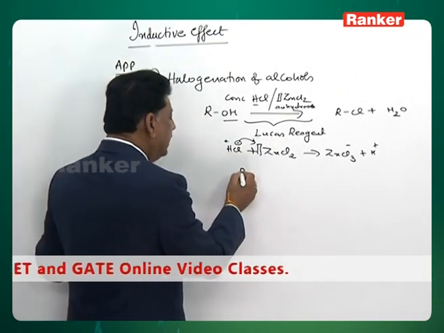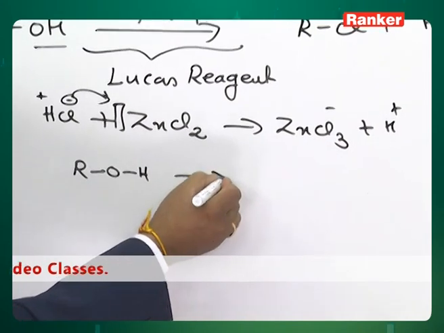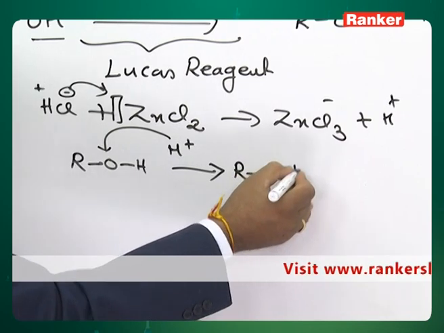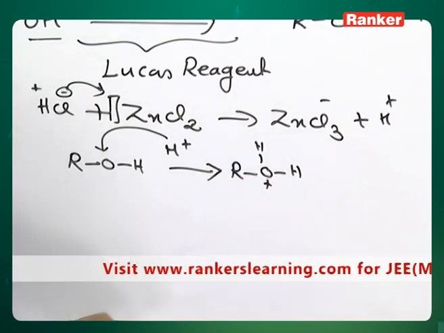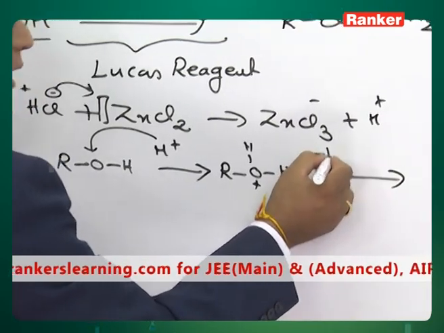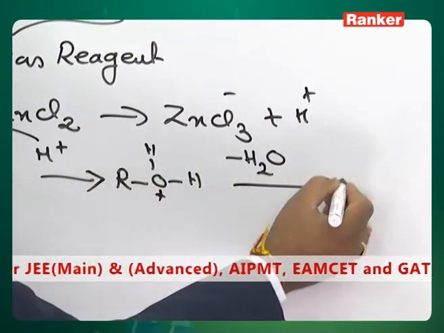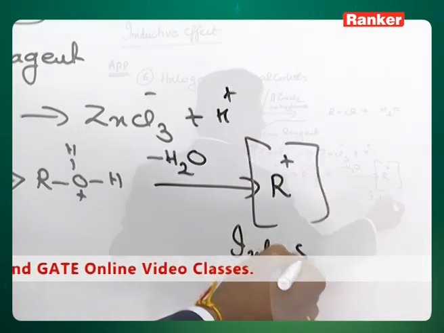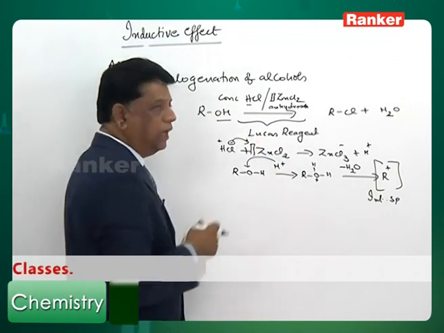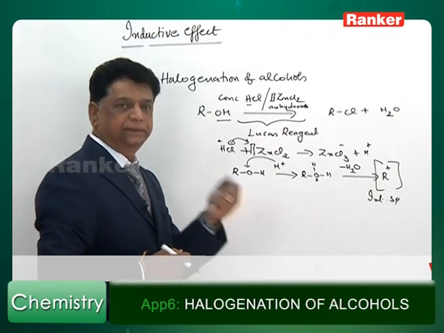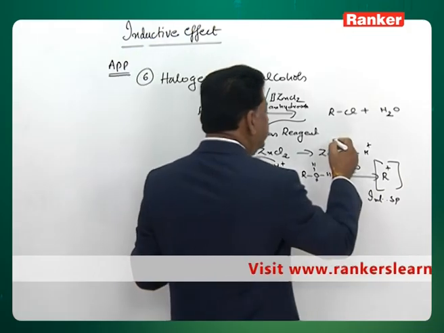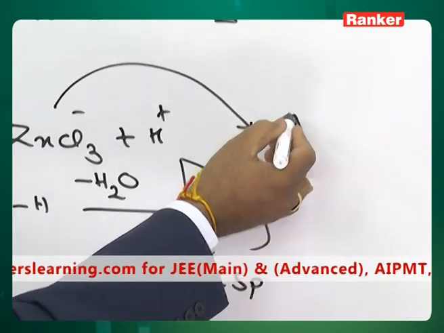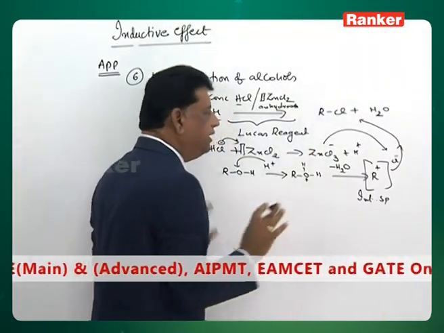That H plus is going to react with the ROH. It shows a protonation. H plus attacks the O and you get a protonated alcohol, right. So, the protonated alcohol undergoes loss of water, minus H2O. So, this R becomes R plus. This is your intermediate species. So, in the alcohol to alkyl halide conversion, what is the intermediate species? R plus. On the R plus, ZnCl3 minus again donates the Cl minus, that minus will attack and you get the alkyl chloride. That is the final reaction.